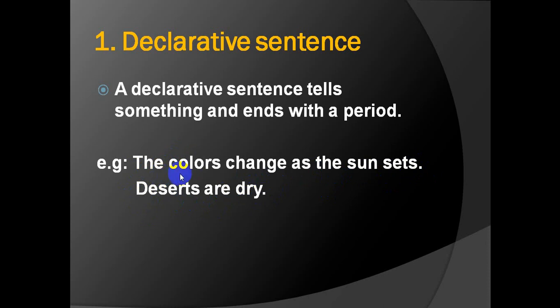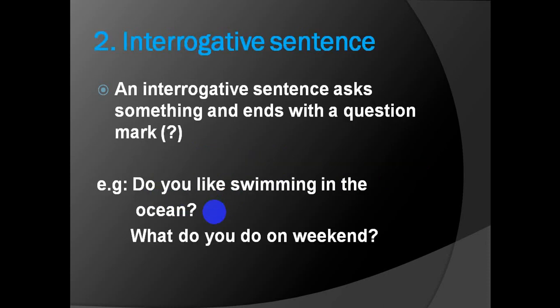So what does this sentence tell us? The colors change as the sun sets. This sentence tells us what happened to the colors as the sun set. So the colors change. Alright? Now, most declarative sentences are commonly used in reading and writing. Okay? The second one is the interrogative sentence.